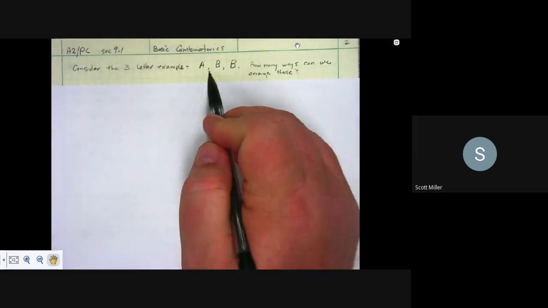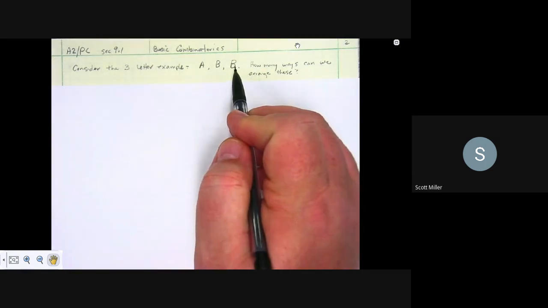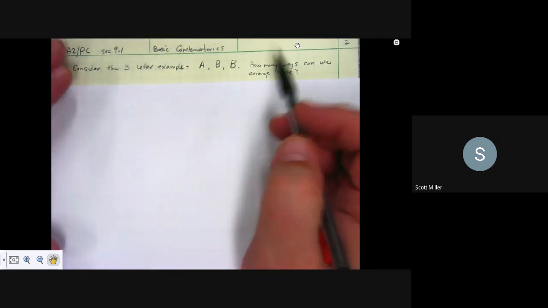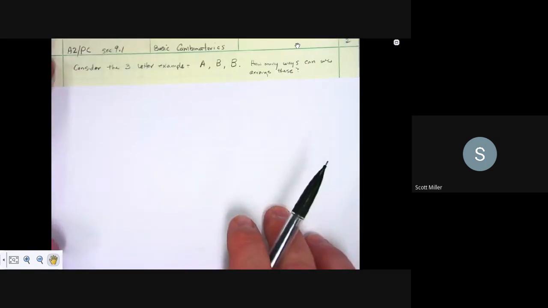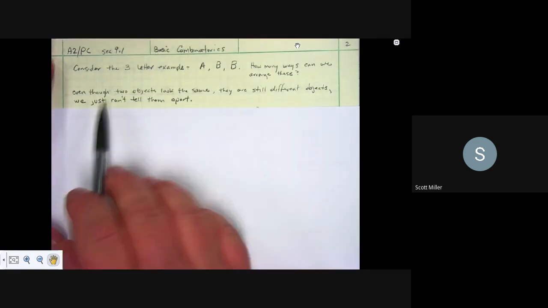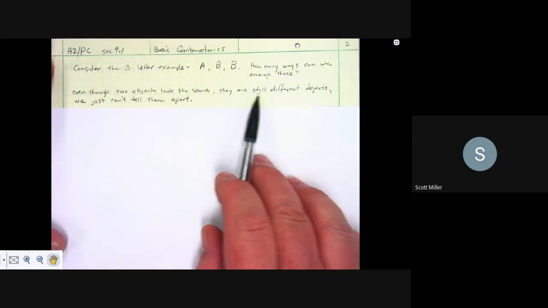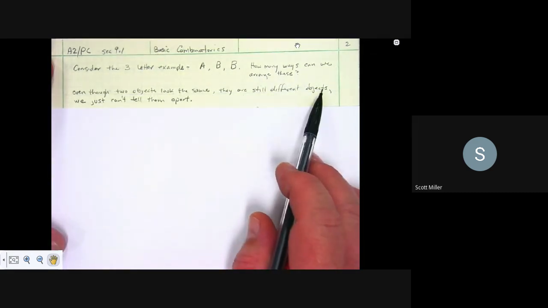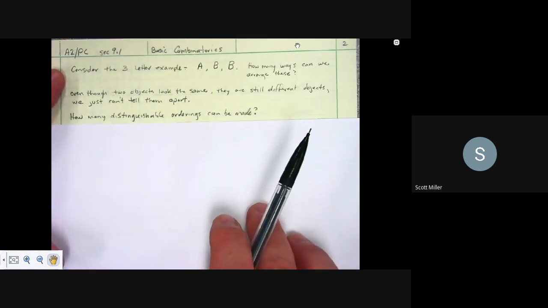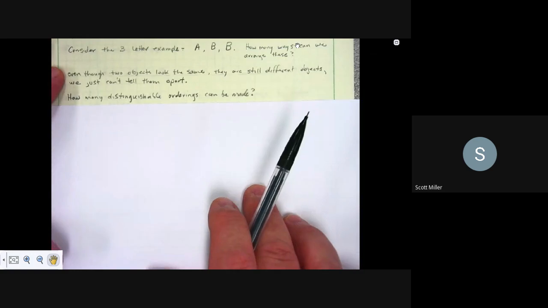Let's look at this then. Let's look at the 3 letters where I have 2 identical letters. How many ways can I arrange these? Well, to help us out, even though the 2 objects look the same, they are still different objects. We just can't tell them apart. So how many distinguishable orderings can be made?